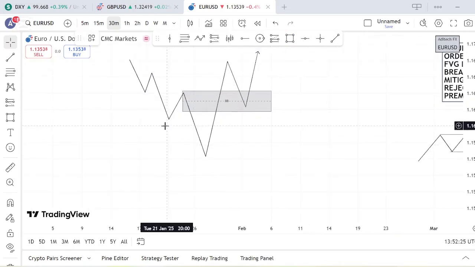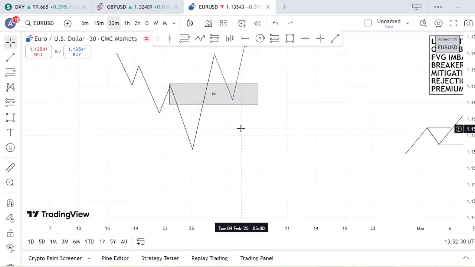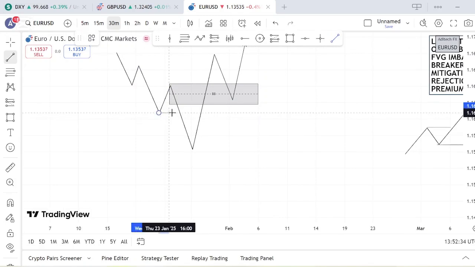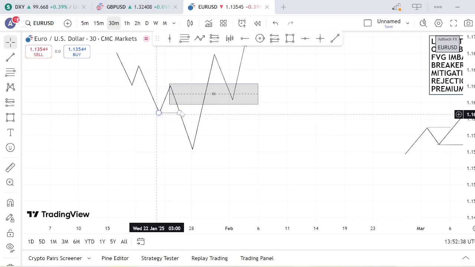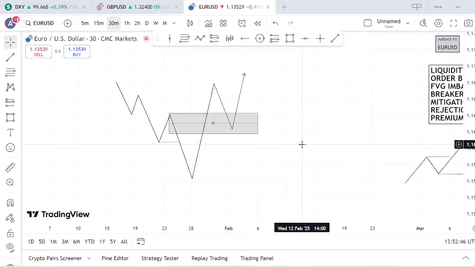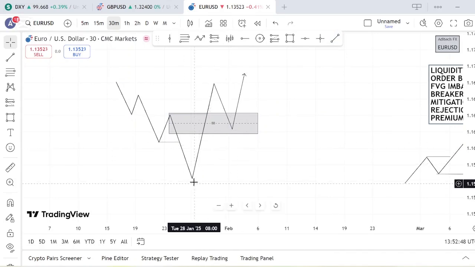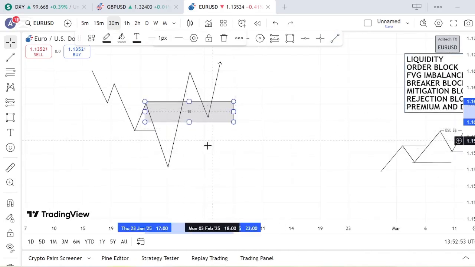Now, there's also a term associated with this breaker block. It involves price taking out both buy side liquidity and sell side liquidity. You can also call it a break of structure and a change of character, right? So price will break structure and change character, right? So it's an entry opportunity around any point of interest. You can use this breaker block for an entry opportunity.